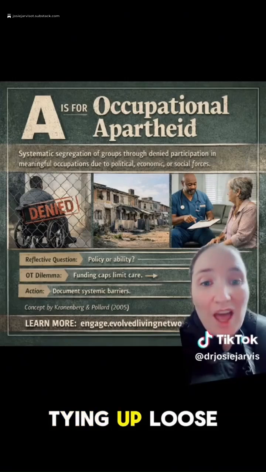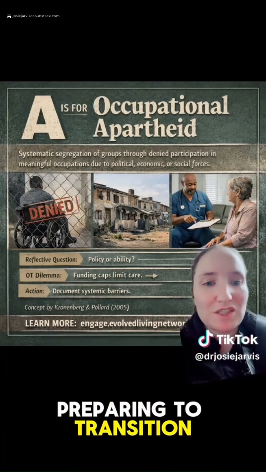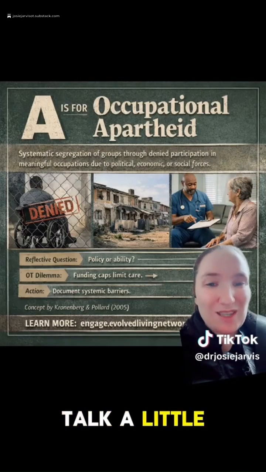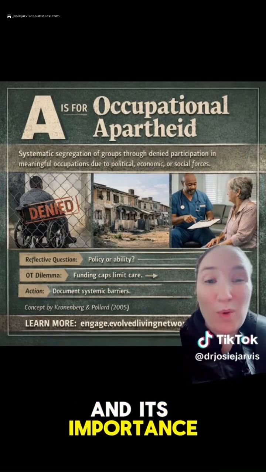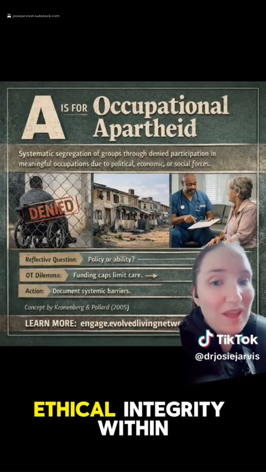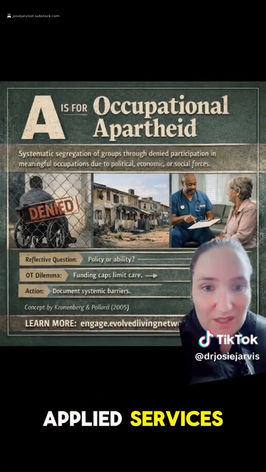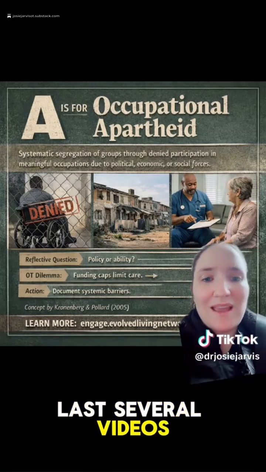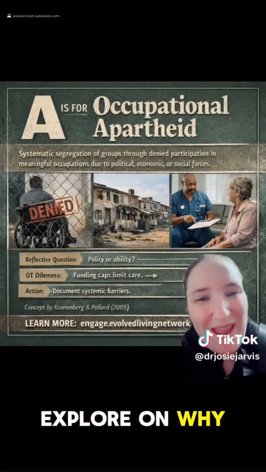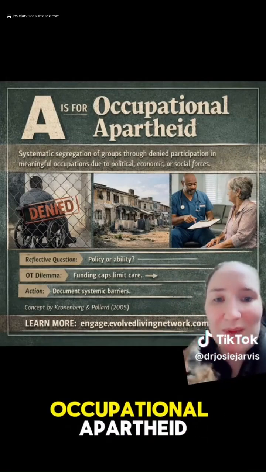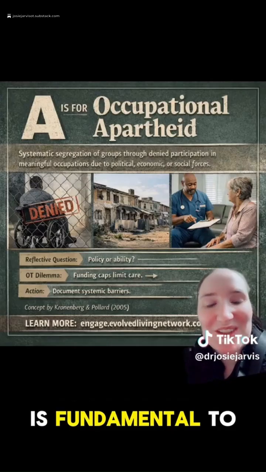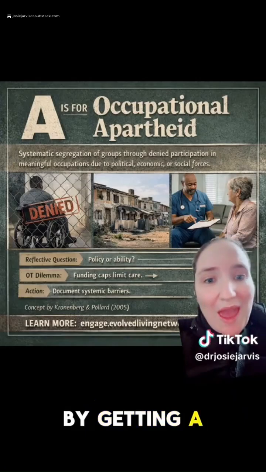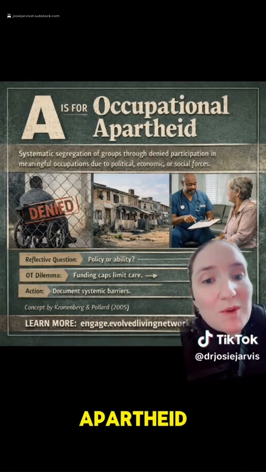Today we are tying up loose ends, preparing to transition into letter B in the coming weeks ahead, but we are going to talk a little bit about occupational apartheid and its importance, not just to ethical integrity within applied services in the occupational therapy field, which is the focus of our last several videos. Today, we're going to explore why understanding and applying the lens of occupational apartheid is fundamental to scientific integrity as well. First, we're going to start by getting a primary source definition of occupational apartheid.